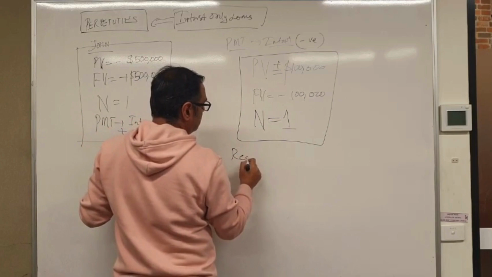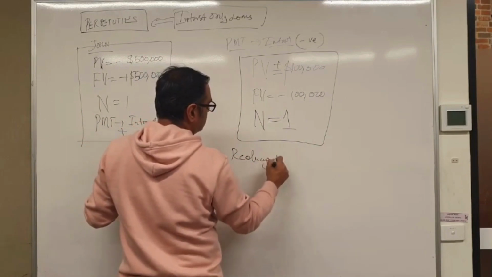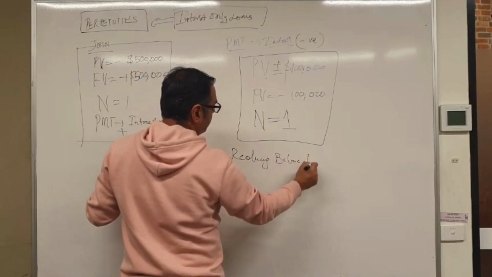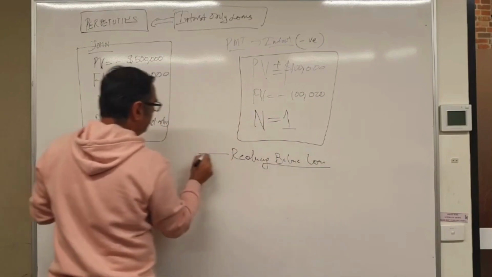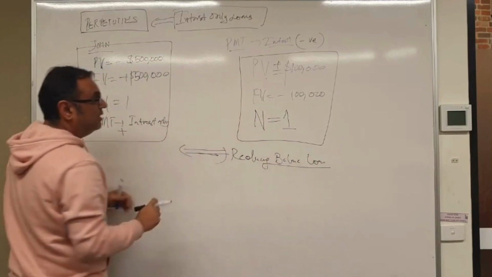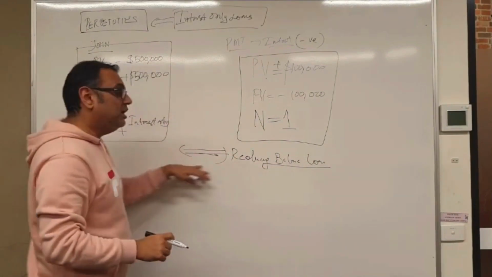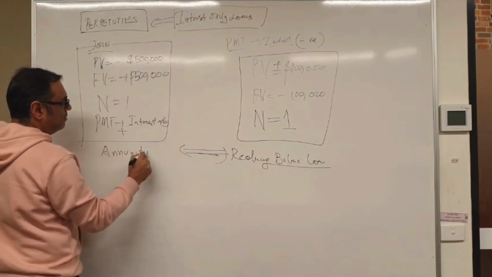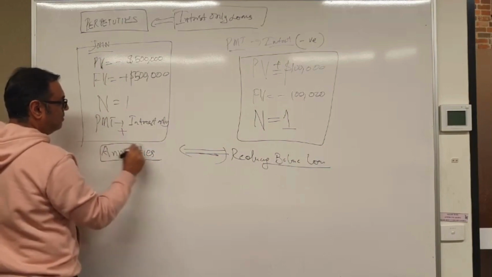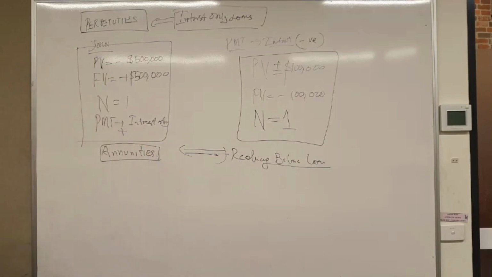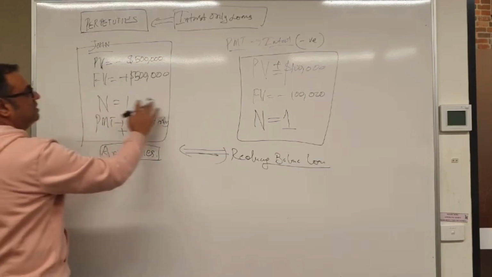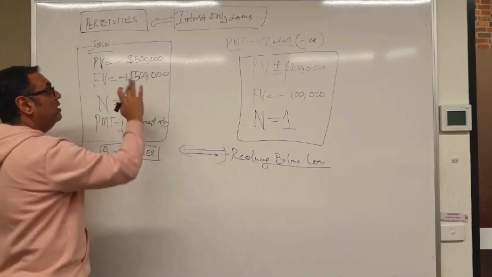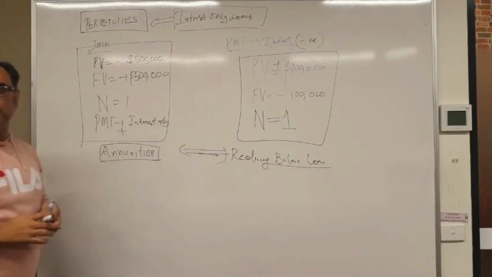You have reducing balance loans in the world of loans, and its equivalent as annuities. Right? Make sense? Exactly same. So in the world of interest only, these are the two vehicles.